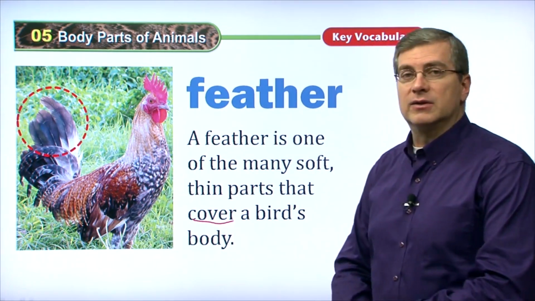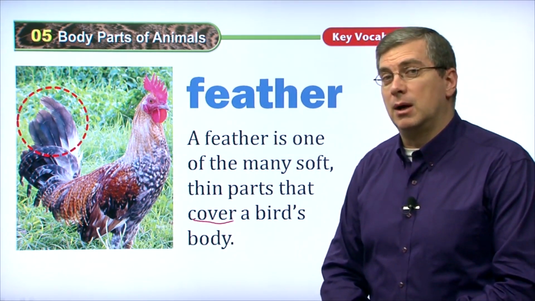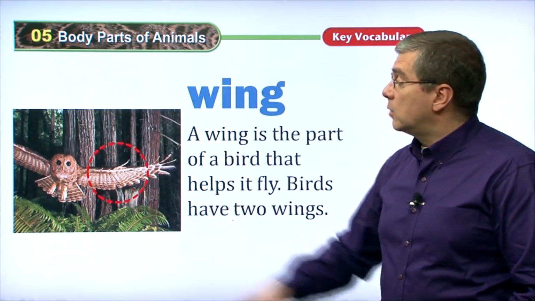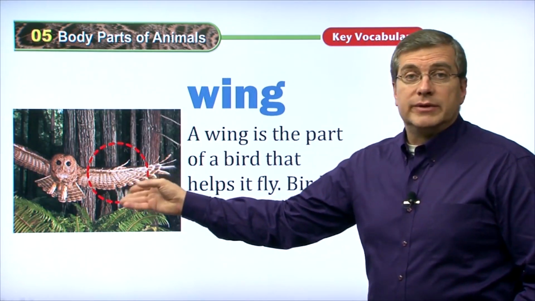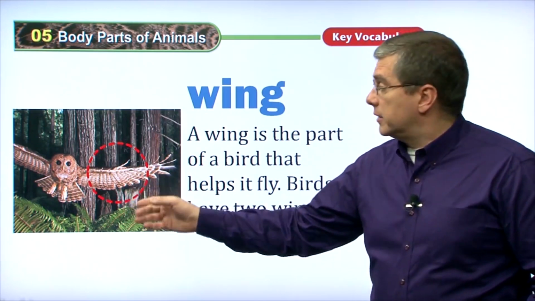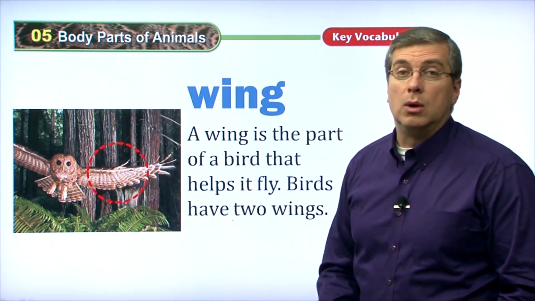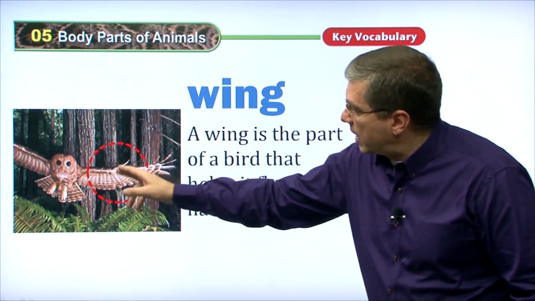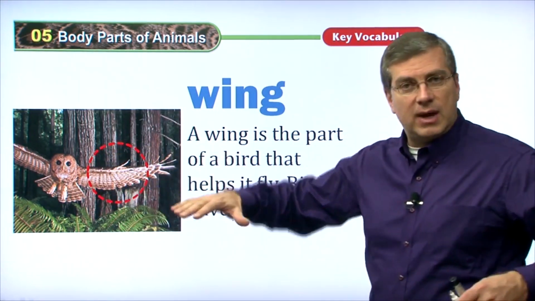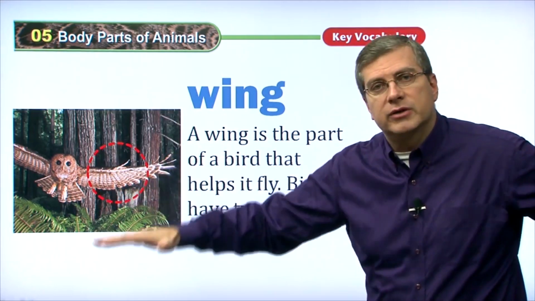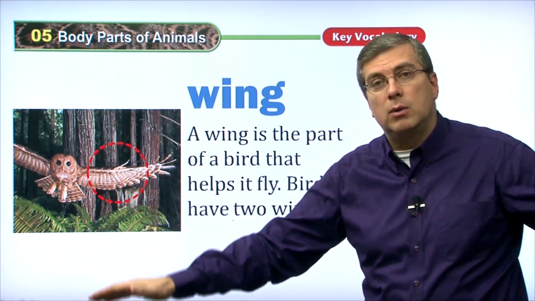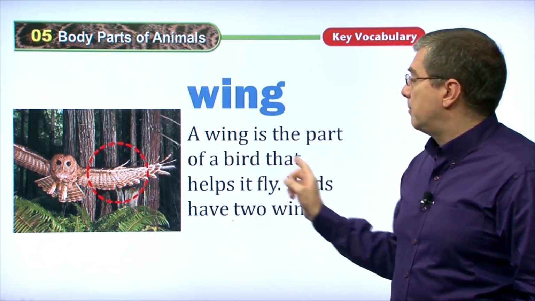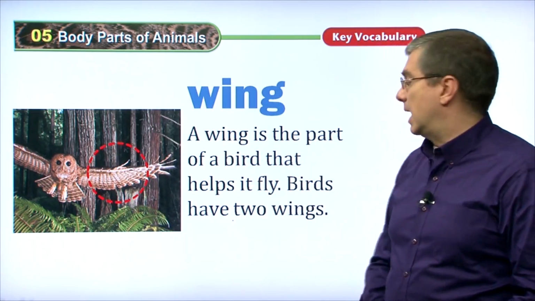Okay, so these are feathers, a unique part of a bird. Also, a unique part of a bird is a wing. The only animals that have wings, of course, are birds. And this is a nice picture of an owl, right? And of course, we can see his wing stretching out here and all the feathers on the wing. And of course, the feathers are very light and they spread out. And they also help the bird, in this case, the owl, to fly along. So, a wing is the part of a bird that helps it fly.